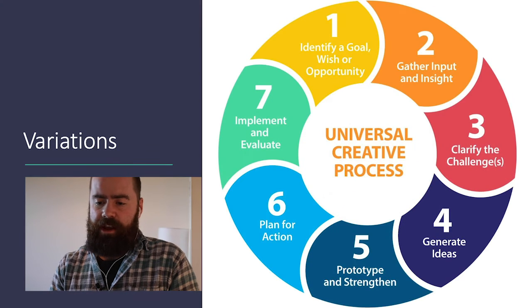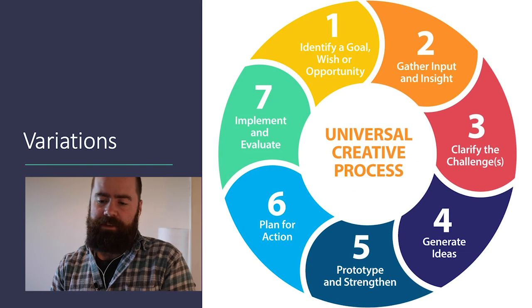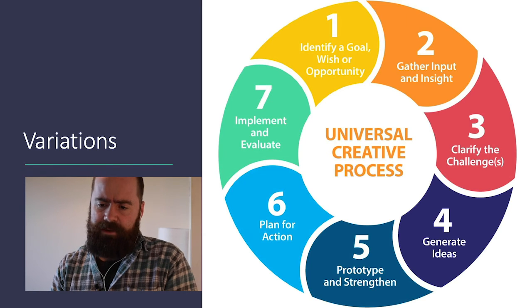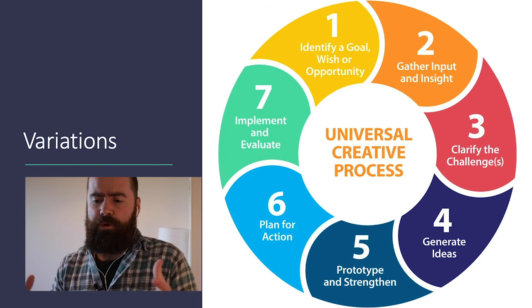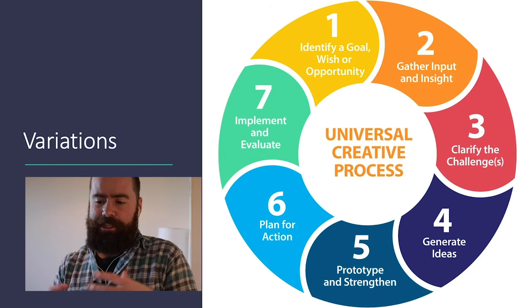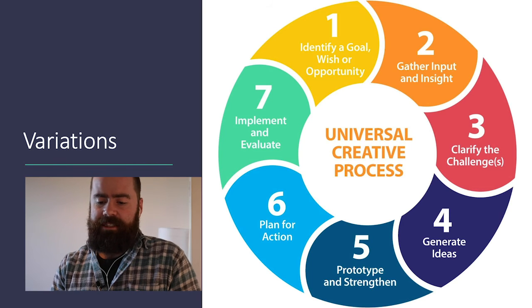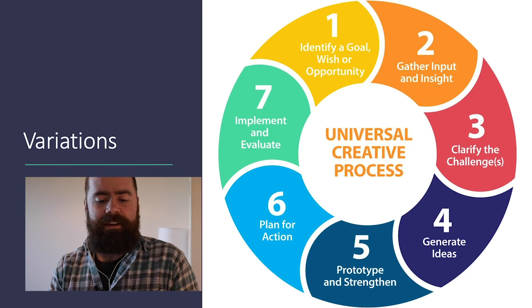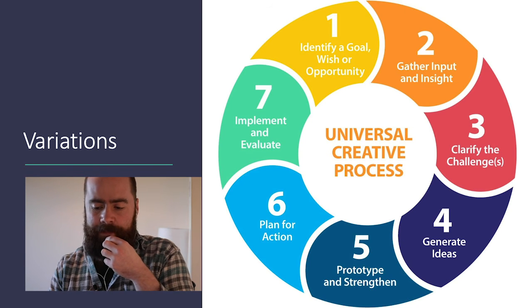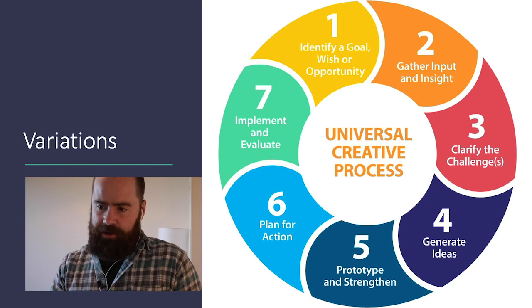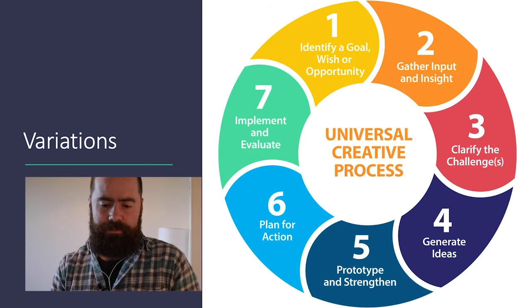Similarly, this is another variation, which is the universal creative process. Once again, I quite like this one because I think it's a little bit easier to access, but it is based on the Stanford Design School principles. At the start, you identify that goal, wish, opportunity. Then 2 is your research phase, where you gather input and insight. 3 is that point of view, clarifying the challenges, generating ideas. My screen is actually blocking 5, so I'm just going to double check it on my other screen. Yes, the prototype and strengthening, then you plan for action and you implement and evaluate. So once again, this shows that it's quite circular, coming back and feeding back on itself.